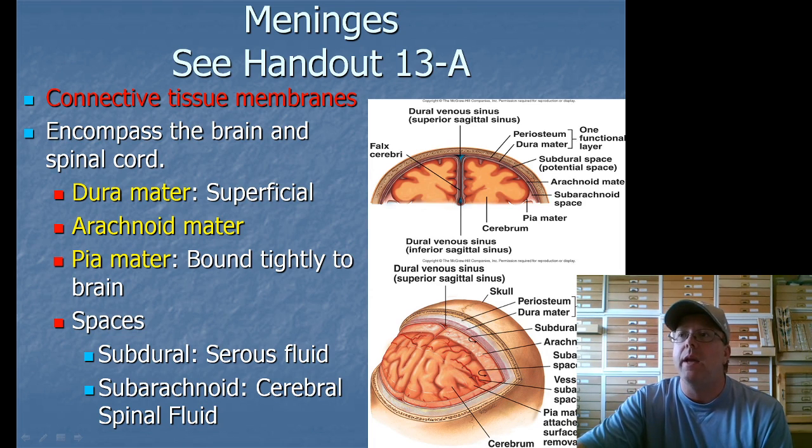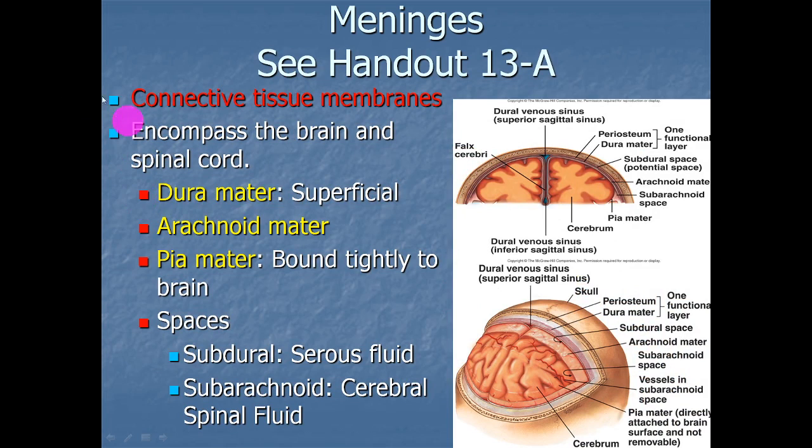Remember that the meninges are a set of connective tissue membranes that wrap up the brain. They encompass the brain and spinal cord. They're made out of 3 layers: the Dura Mater, the Arachnoid Mater, and the Pia Mater. And then remember that there are spaces in between these. We have the subdural space that's between the Dura Mater and the Arachnoid Mater, and then we have the subarachnoid space that's between the Arachnoid Mater and the Pia Mater.